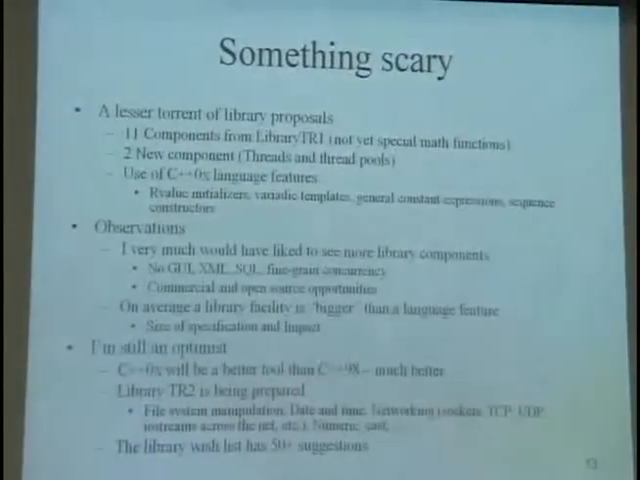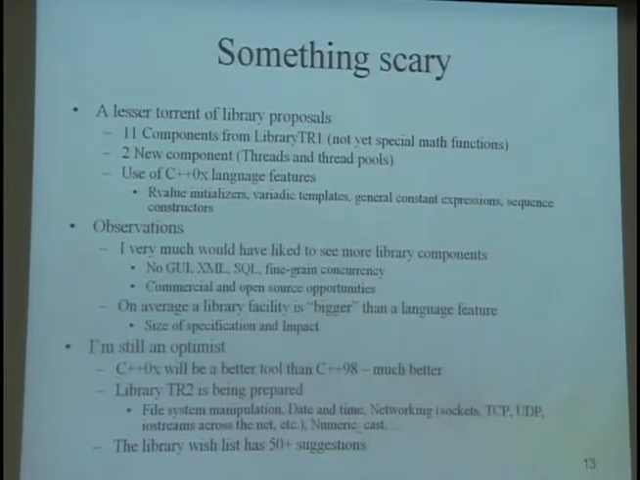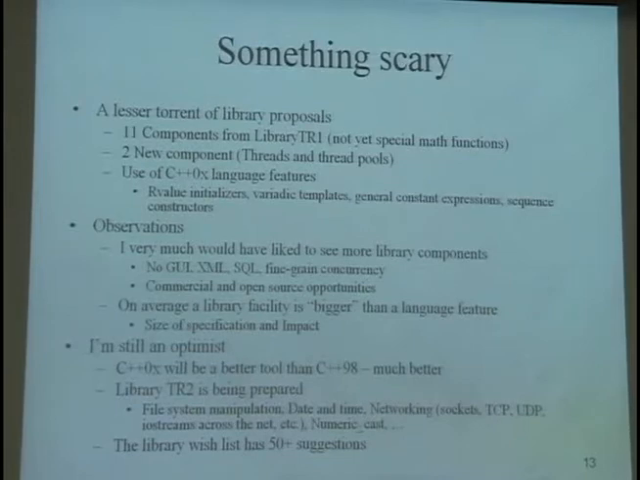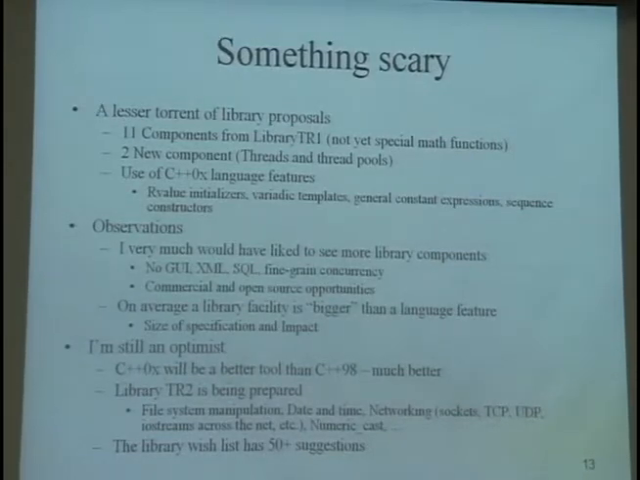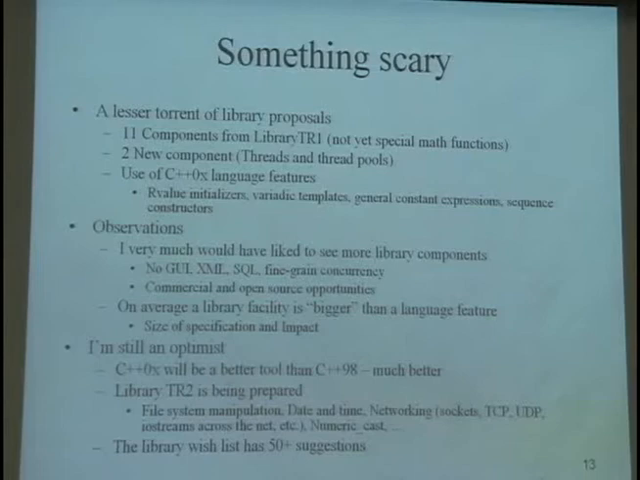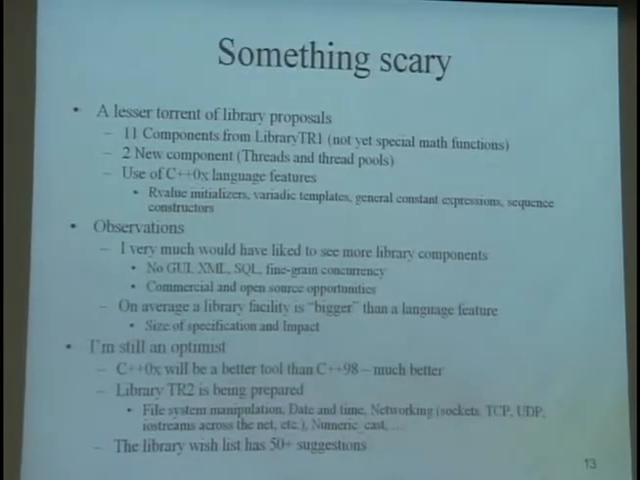Here's something that's scary in the opposite direction. I said we should prefer libraries over language features. And I just showed you a slide that you would get on the order of maybe 30 new language features. You're not going to get 30 new libraries. There are 11 components from the library TR, out of which are some things like hash tables and regular expressions. They're good stuff, some smart pointers, but nothing earth-shattering. We will get something that is important, namely threads and thread pools.